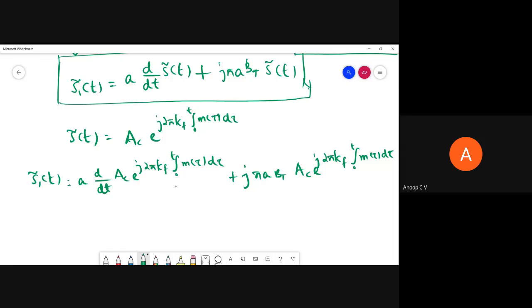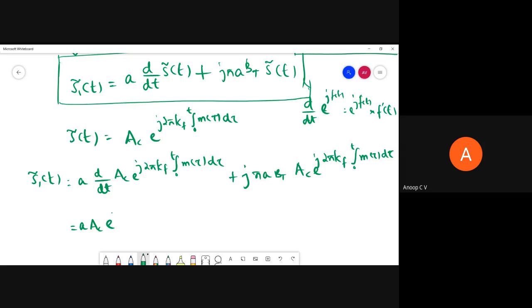Now ac is a constant, so we can take it out: a times ac, then d by dt of e power j 2 pi kf integral 0 to t of m of tau d tau. Now d by dt of e power j times f of t will be e power j times f of t into f dash of t, right? So this is what we have to do.